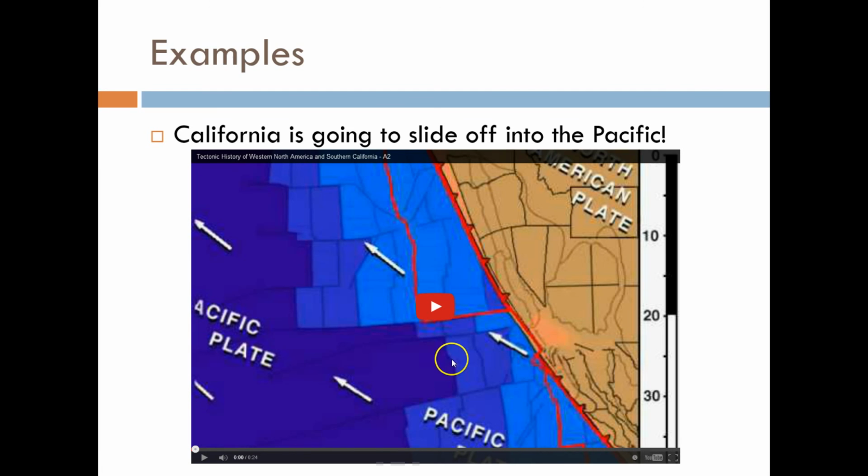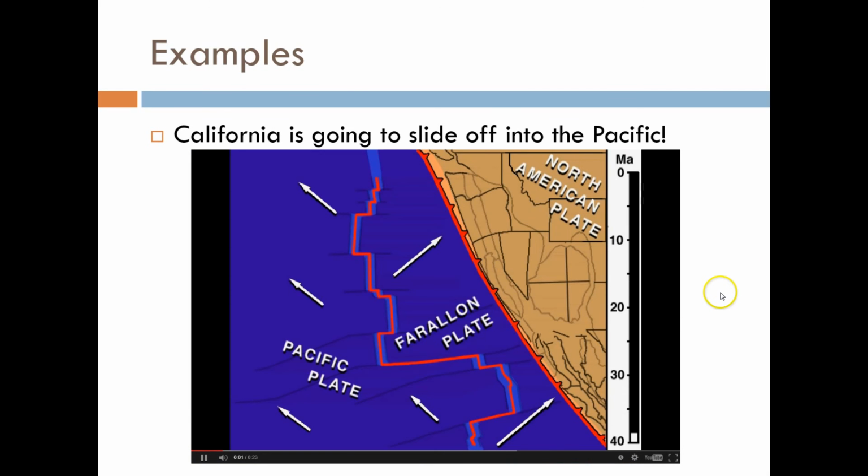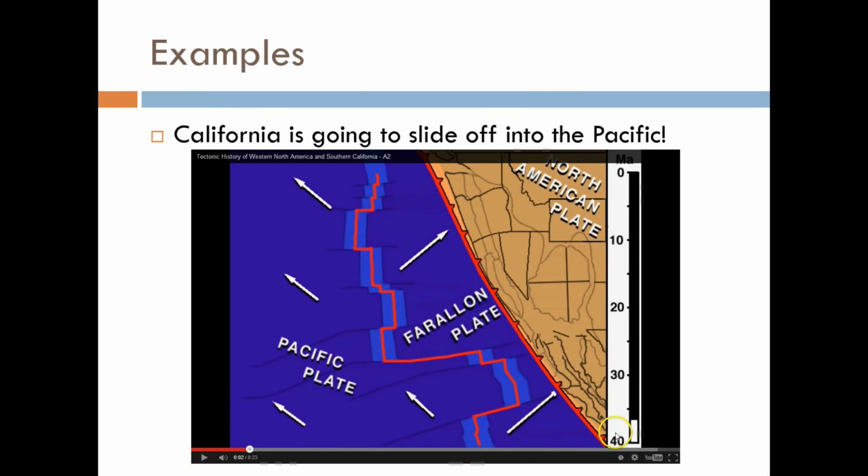Now, we've probably all heard that California is going to have the big one. And when that happens, it's going to go sliding off into the ocean. But not quite. So what I want to do is play a little video for you that shows you actually what's happened to California over history. So if we look here, this is 35, 36 million years ago.